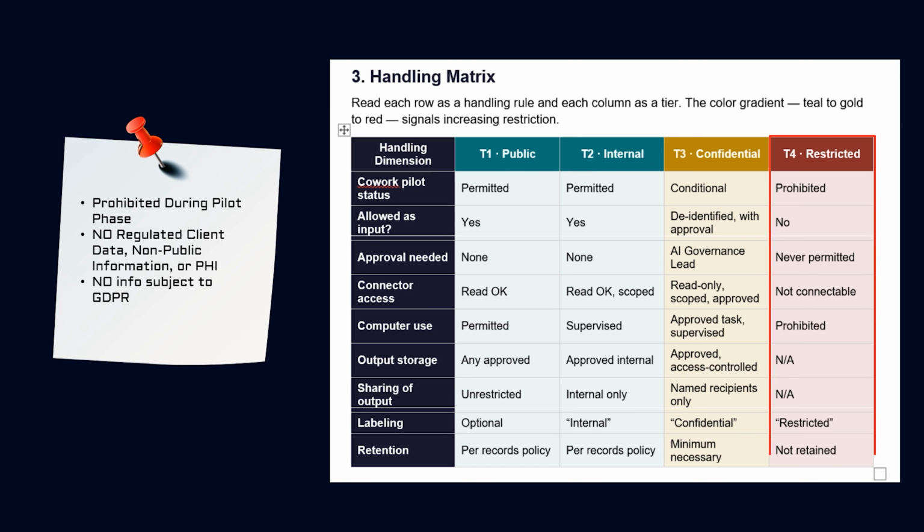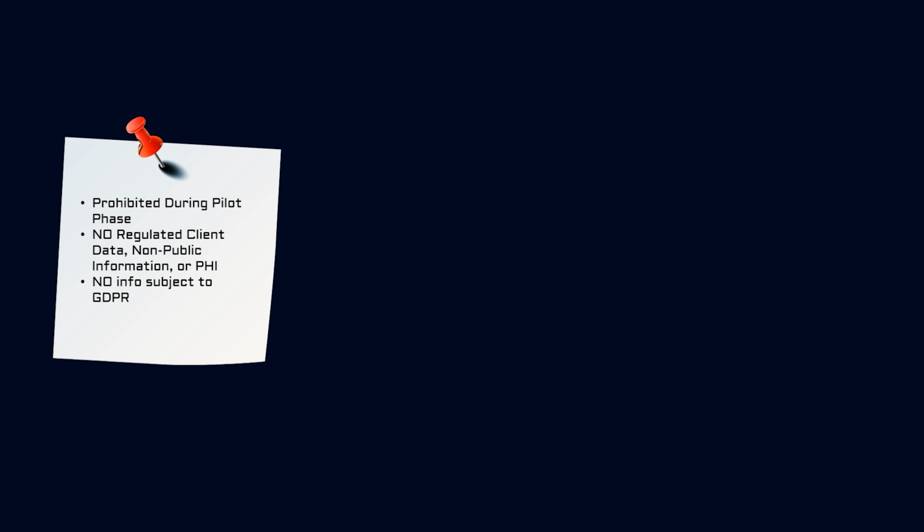Restricted data is prohibited during the pilot phase. This includes regulated client data, material non-public information, personally identifiable information subject to consent restrictions, and equivalent. Restricted data does not enter Cowork in any workflow during the pilot. This is red zone. Protected health information, cardholder data, personally identifiable information subject to GDPR is prohibited during the pilot phase. The rationale is the compliance reality check we'll cover in the next section.